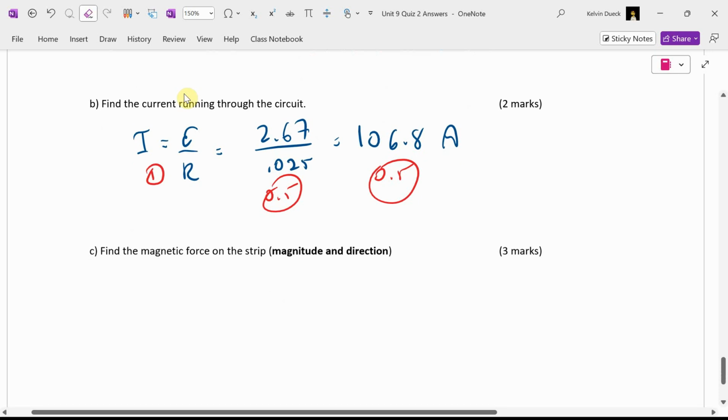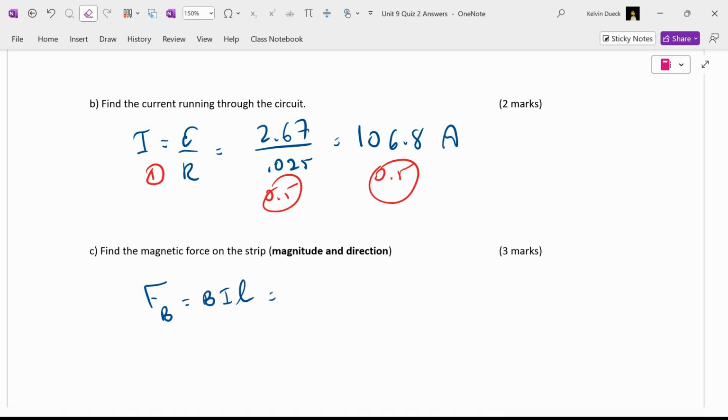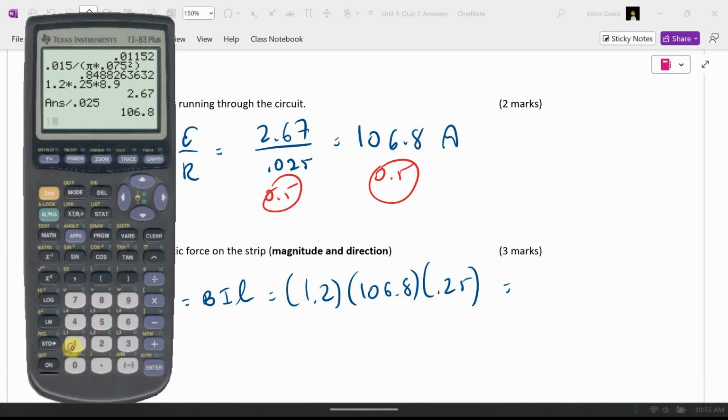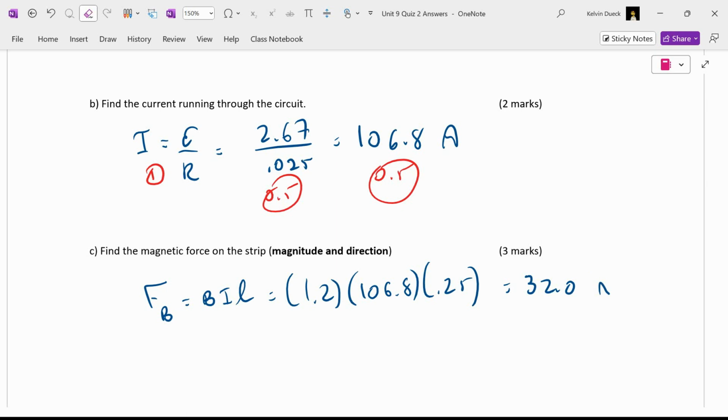Now they want the magnetic force on the strip. Okay, that's going to be BIL. That's going to be the magnetic field, which was 1.2, the current, which is 106.8, and the length, was the length 0.25? It's going to be 1.2 times answer button times 0.25. And I get a force of 32.0 newtons. Is that correct? That's the magnitude.